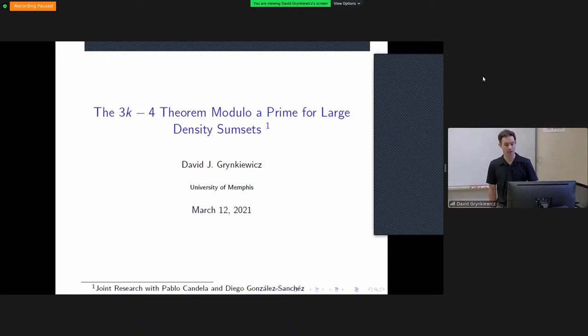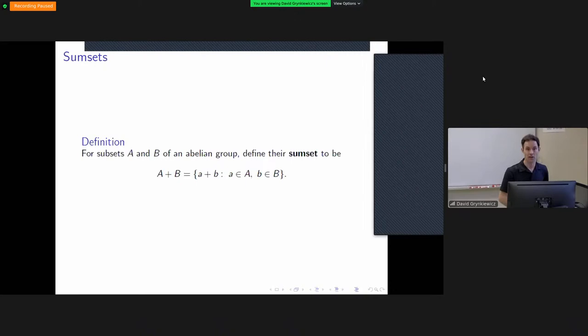The topic of this talk is going to be in combinatorial number theory. It's actually related to things that happened at that last workshop, so I thought it an appropriate topic for the talk at this celebration. Let's just start off with some basic notation. I'm going to be talking about sum sets.